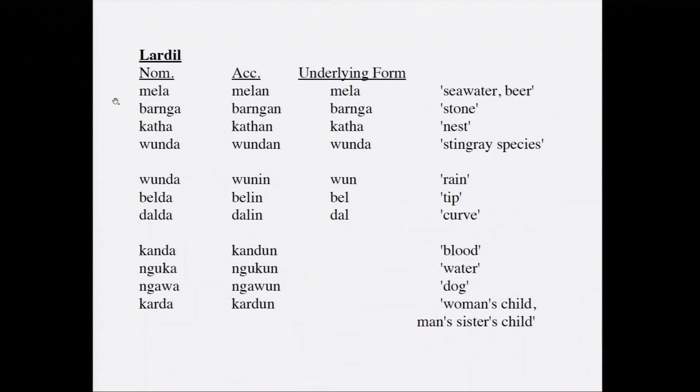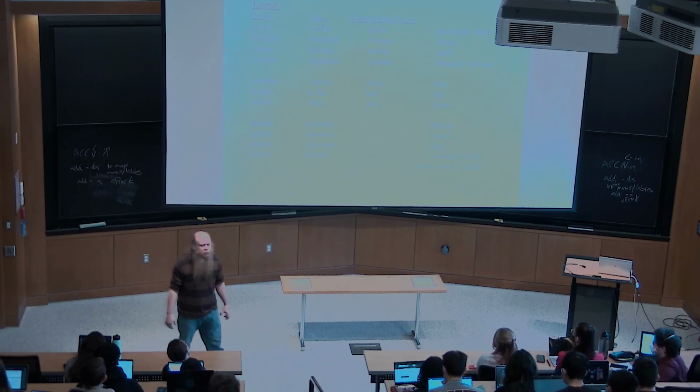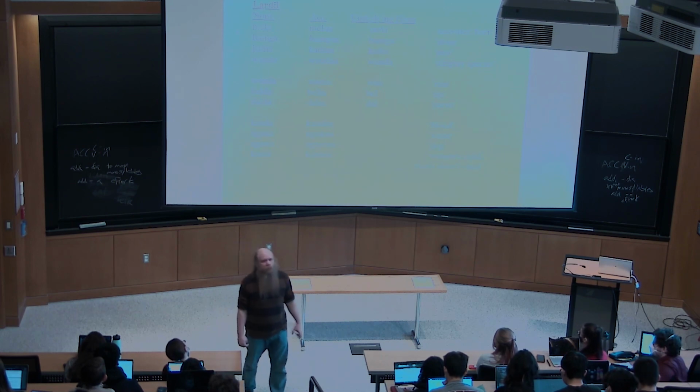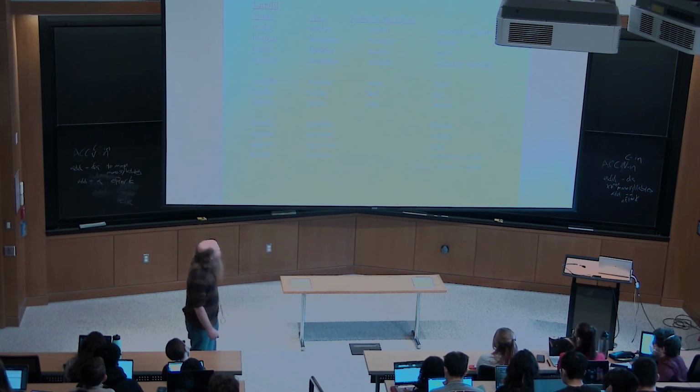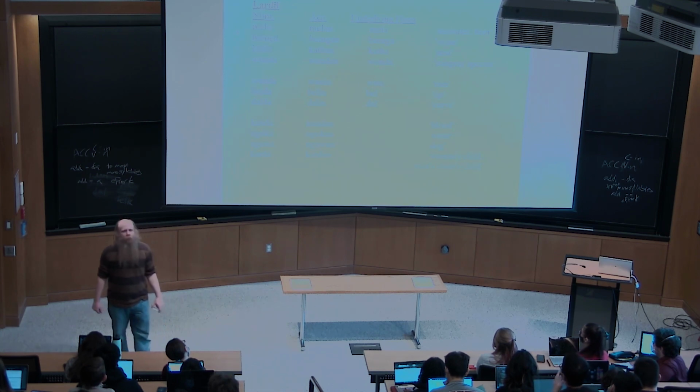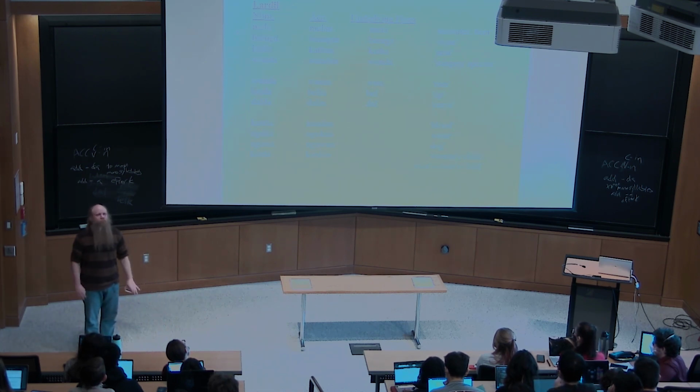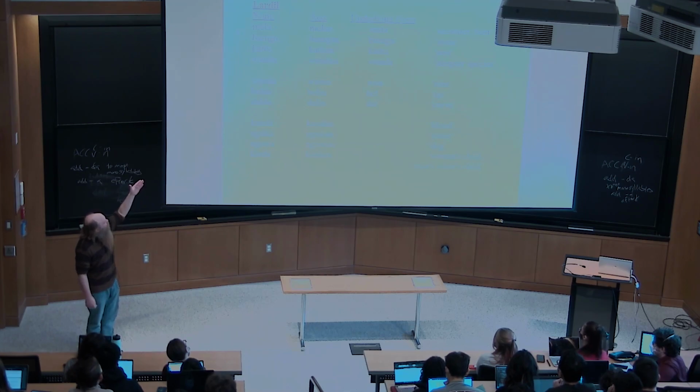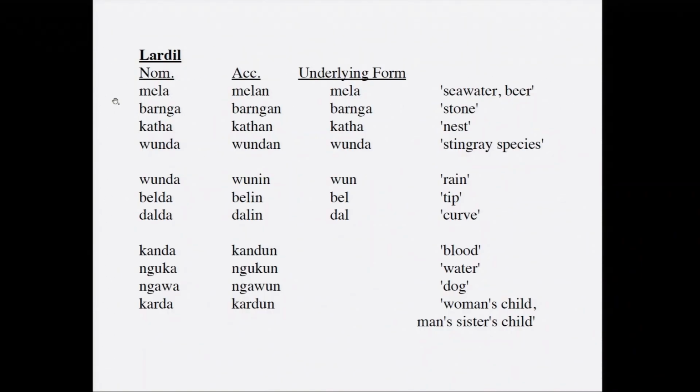I think this is the last set of Lardol data I was going to show you, if I'm remembering right. No, it's not. There are some others. Sorry. Ganda is blood. Ngoga is water. Ngawa is dog. And Garda is a kinship term. Lardol kinship terminology is extremely different from ours in ways that it would take a long time to explain. But kada roughly means a woman's child or a man's sister's child. I won't try to explain that to you. It's very interesting, but I refuse to talk about it right now.